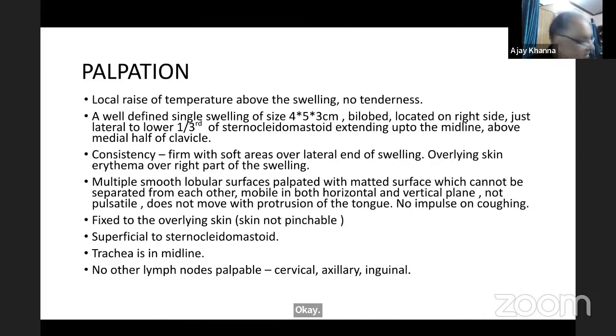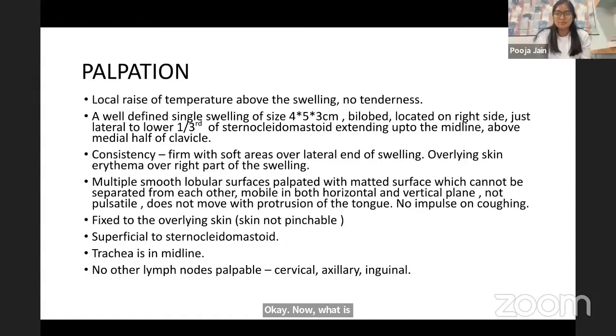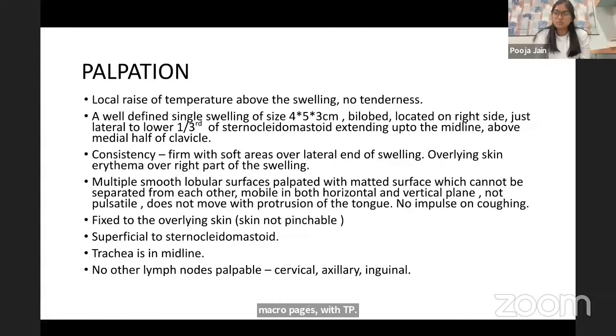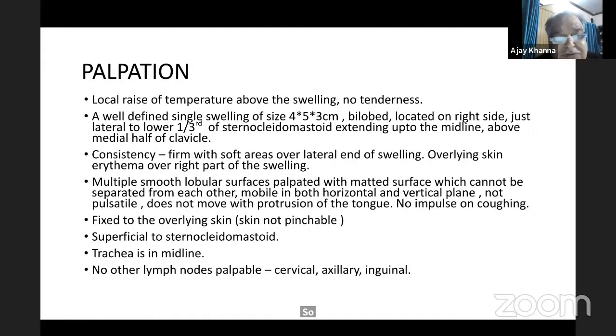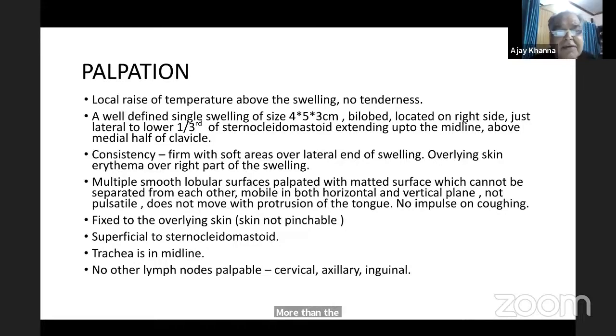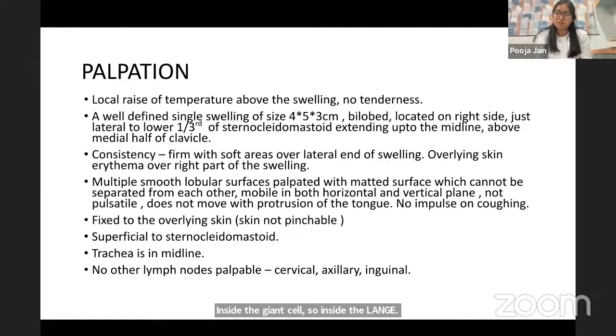Now, what is the tubercular granuloma? Sir, it is a collection of cells comprising epithelioid cells and Langhans giant cells, which are composed of macrophages with TB bacilli, and lymphocytes. Why are you hesitant to say the lymphocytes? Because those are the majority of the cells. Majority of the cells are the lymphocytes. What is there in the central portion? Sir, giant cells. Inside the giant cells or inside the Langhans cells? Sir, dead bacilli, dead tubercular bacilli. What do you call that?